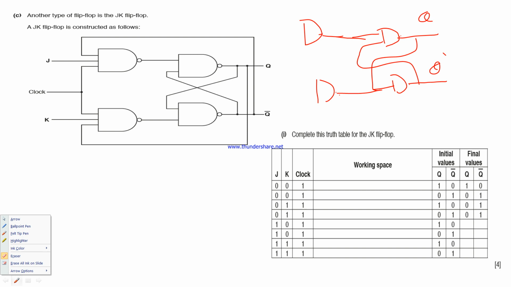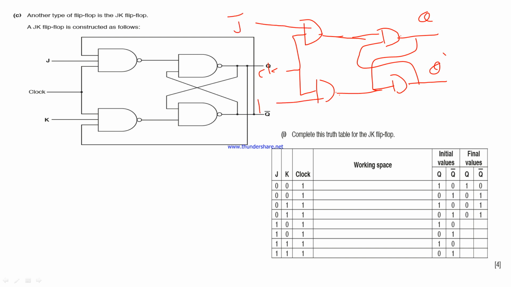Wait, I need the pen. The clock will be input in this gate, and the clock pulse will be input in this gate. Now, instead of S and R, we have the J and the K. The two signals will enter, and then we also have the clock.